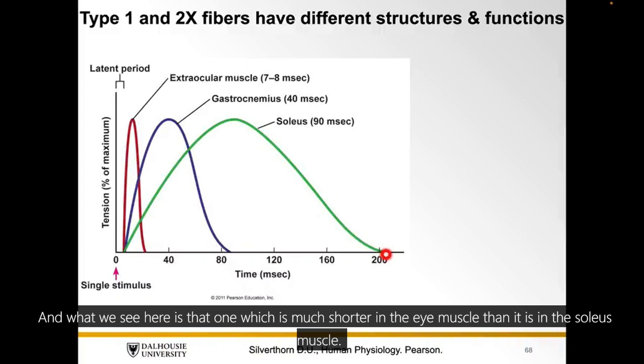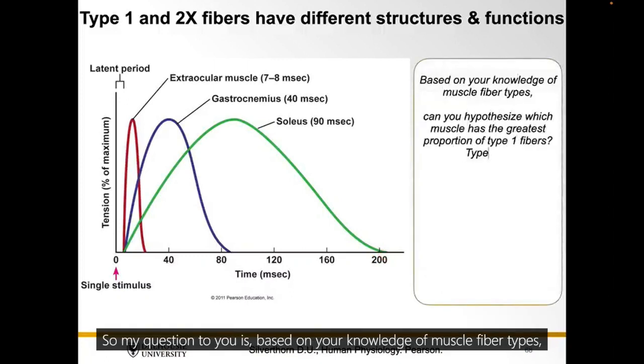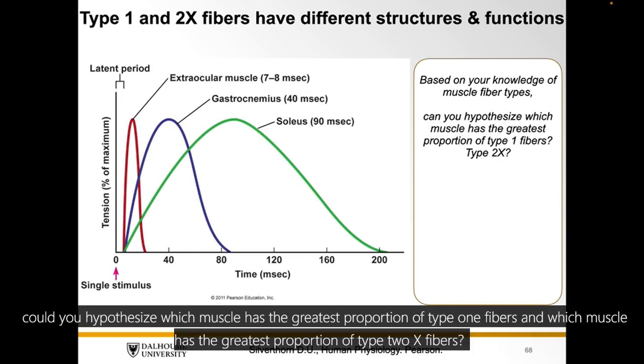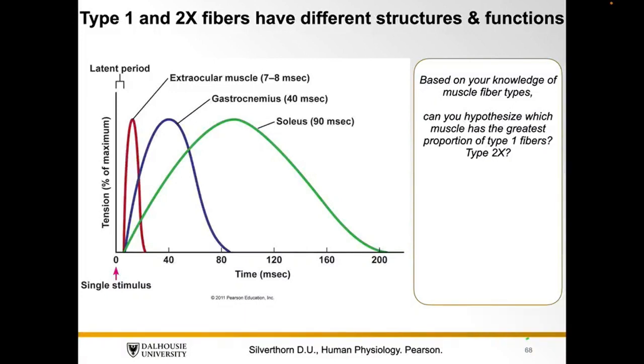So my question to you is, based on your knowledge of muscle fiber types, could you hypothesize which muscle has the greatest proportion of type 1 fibers and which muscle has the greatest proportion of type 2X fibers? So the first concept we have to remember here is our cross-bridge cycling rate.